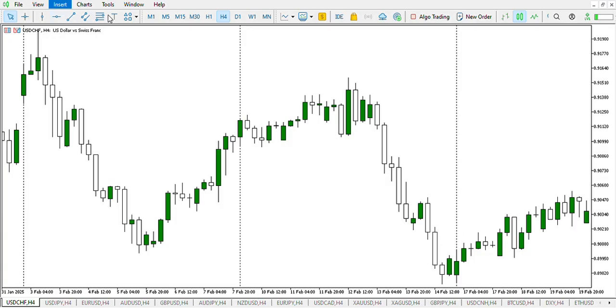We have another pattern here. You can see right here we have selling pressure, an indecision candle, and buying pressure. This is also a false pattern and this is an unreliable pattern.